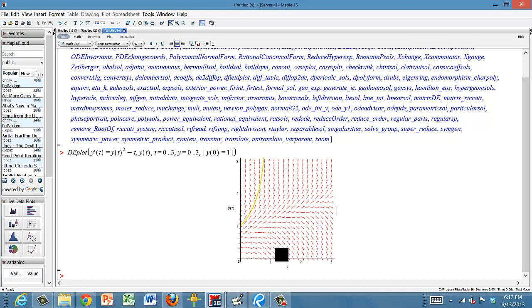You can put 2 on the same plot by just including more. So what if y of 2 equals 0.5 maybe? And there you go. All right, so that's it. That's all there is to plotting slope fields.